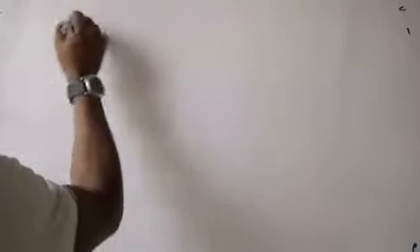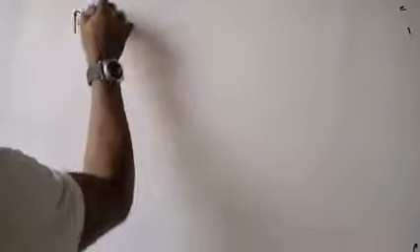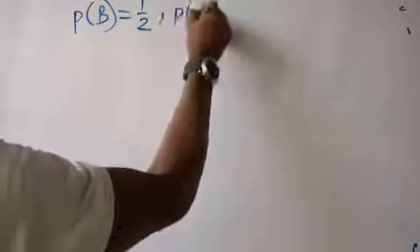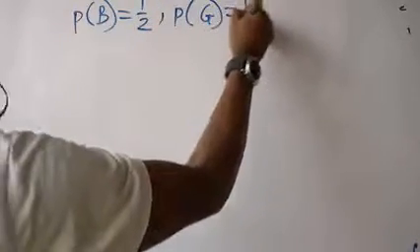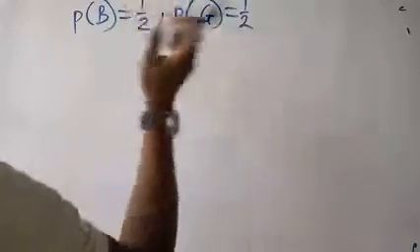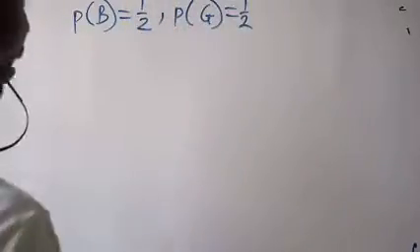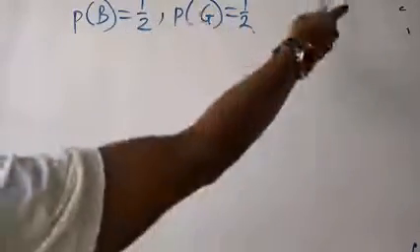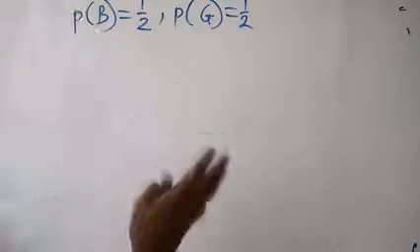He said it is assumed that when children are born, they are equally likely to be boys or girls. So if they are equally likely to be boys or girls, that means probability of picking a boy equals half, and the probability of picking a girl is equal to half. Equally likely. They are the same thing. And since there are only 2 of them, it should be half and a half. So if there are 3 of them, it will be 1/3, 1/3, 1/3 if they are equally likely.